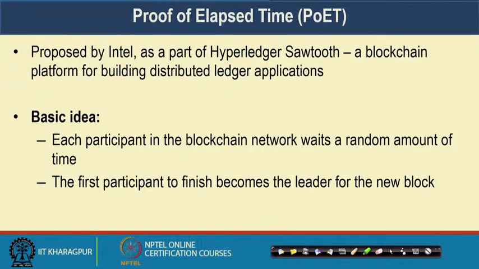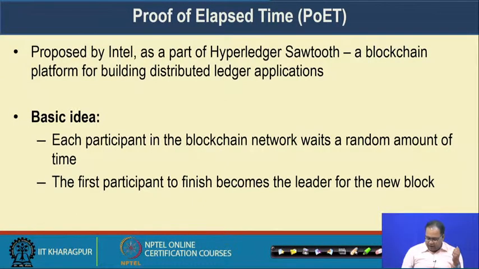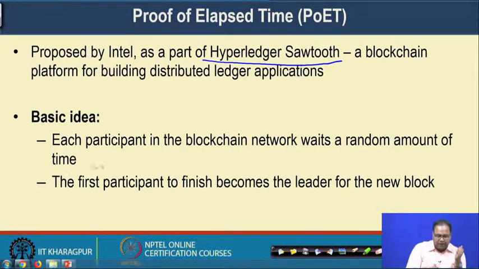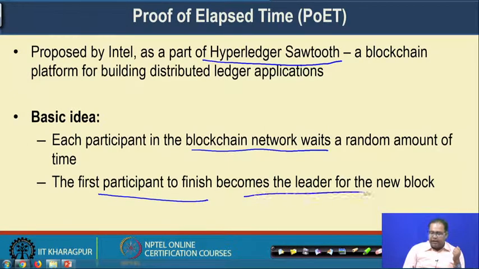There was another consensus algorithm which was proposed by Intel as a part of the Intel blockchain environment, which is called Hyperledger Sawtooth. That algorithm is called the proof of elapsed time. So, the idea of this proof of elapsed time is very simple: each participant in the blockchain network waits a random amount of time. The first participant to finish becomes the leader for the new block. So, you actually make a randomization among the miners.